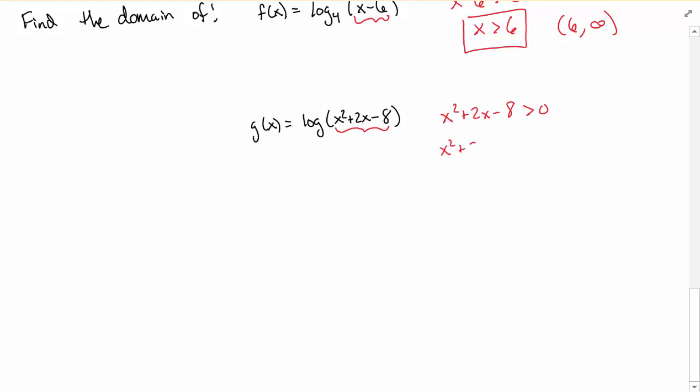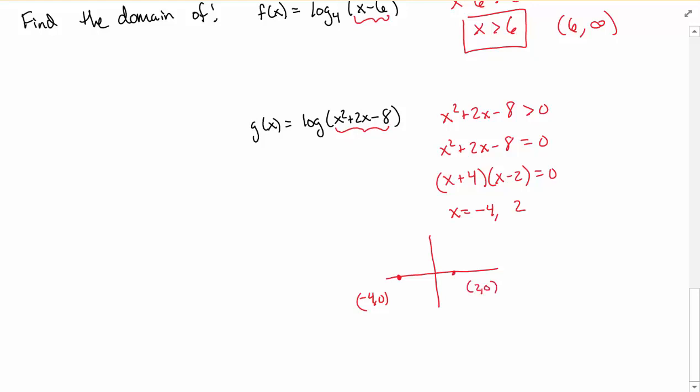Well, we're better at figuring out when it's 0. So let's see. I think that one factors, doesn't it? x plus 4, x minus 2. So that's equal to 0 at x is equal to -4 and 2. That's a problem. Well, if you think about the number line or just the graph of x squared plus 2x minus 8, here's (-4, 0). Here's (2, 0). This one opens up because it's a positive x squared, so give or take, that looks a little like this. Well, I want when it's positive, so I want over here and over here. So the domain of this is going to be -infinity to -4 union 2 off to infinity.